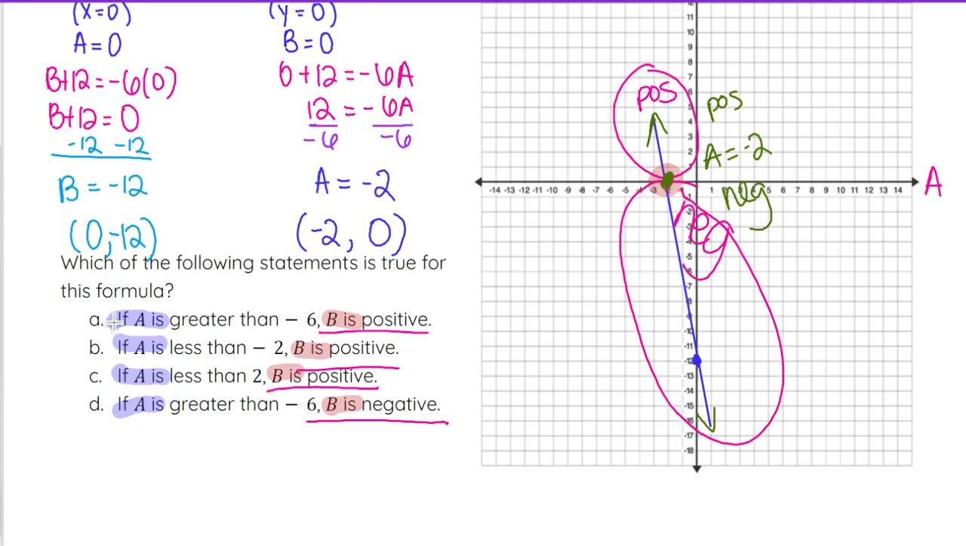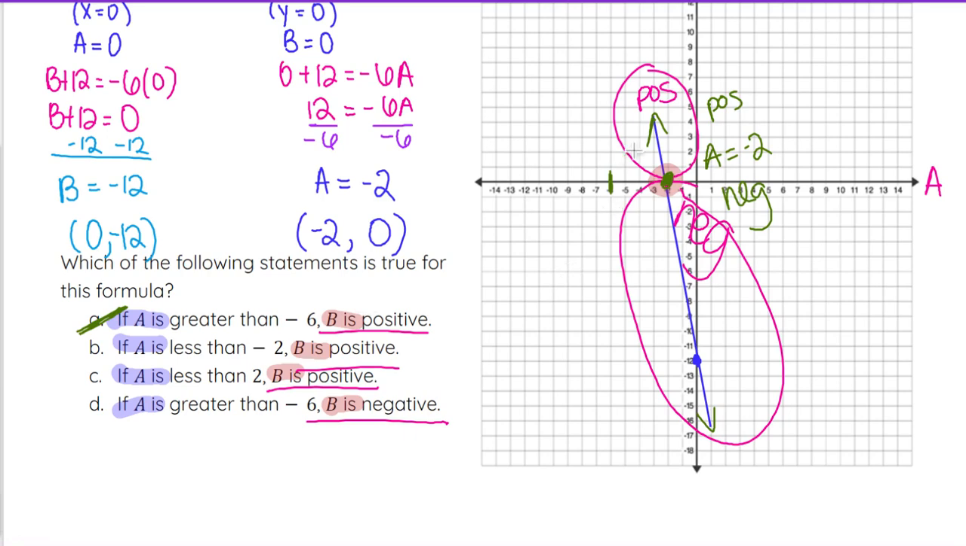So option A, if A is greater than -6, then B is positive. So here's -6 on the a-axis. If A is greater than that, we have positive and we have negative. So if A is to the right of that, meaning any part of the line to the right of -6, we have positive and we have negative in terms of the B value. Okay, we have parts of the line above the a-axis and parts below. So that tells us that option A is partially correct, but it is not 100% correct. So we cross that out, we eliminate that. Let's go on to option B.